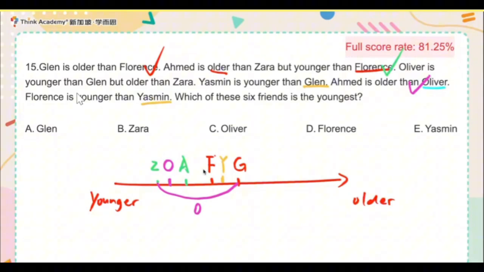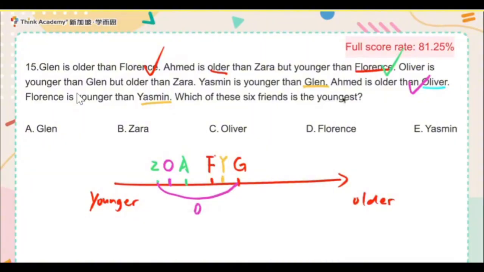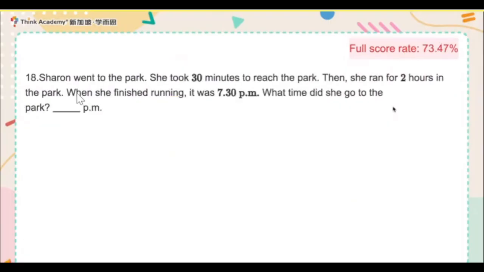We can see which of the 6 friends is the youngest. Type in your chat box. Which one is the youngest? Okay, good job. That should be Zara, right? Okay, so the answer is B. Perfect. Okay, then everyone, this time let's move on.